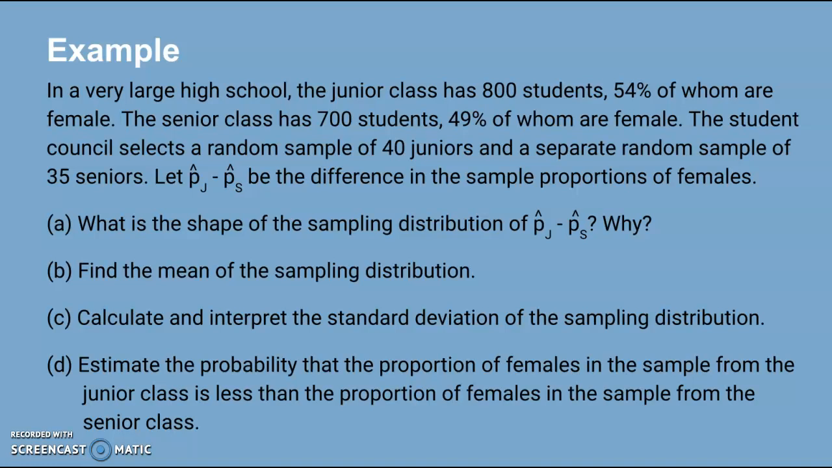So first off, what is the shape of the sampling distribution of p hat for the juniors minus p hat for the seniors, and why? Then we're going to find the mean of the sampling distribution. We're going to calculate and interpret the standard deviation of the sampling distribution, and then we're going to estimate the probability that the proportion of females in the sample from the junior class is less than that for the female class, for the senior class.